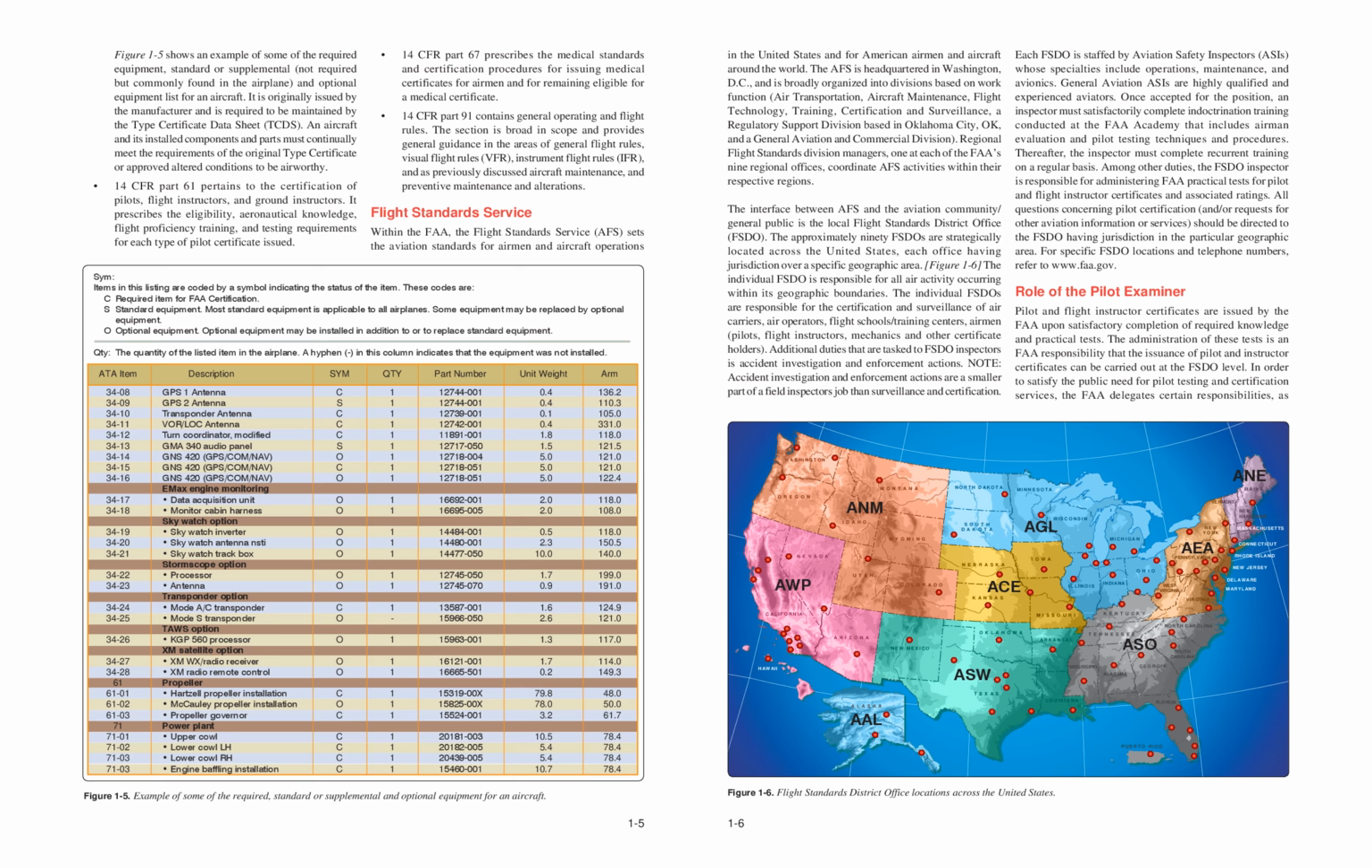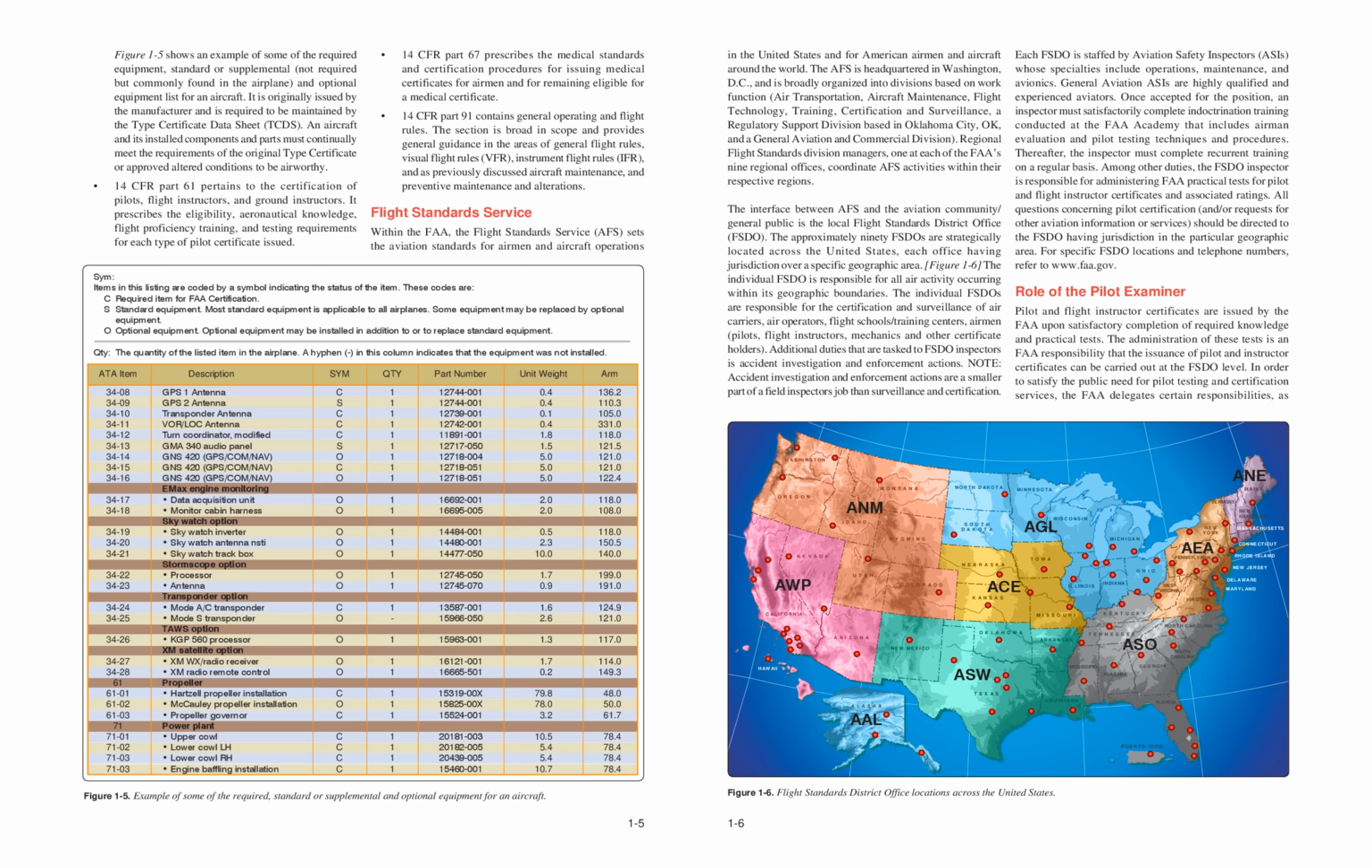14 CFR Part 91 contains general operating and flight rules. The section is broad in scope and provides general guidance in the areas of general flight rules, visual flight rules, VFR, instrument flight rules, IFR, and, as previously discussed, aircraft maintenance, preventive maintenance, and alterations. Flight Standards Service within the FAA, the Flight Standards Service, AFS, sets the aviation standards for airmen and aircraft operations.